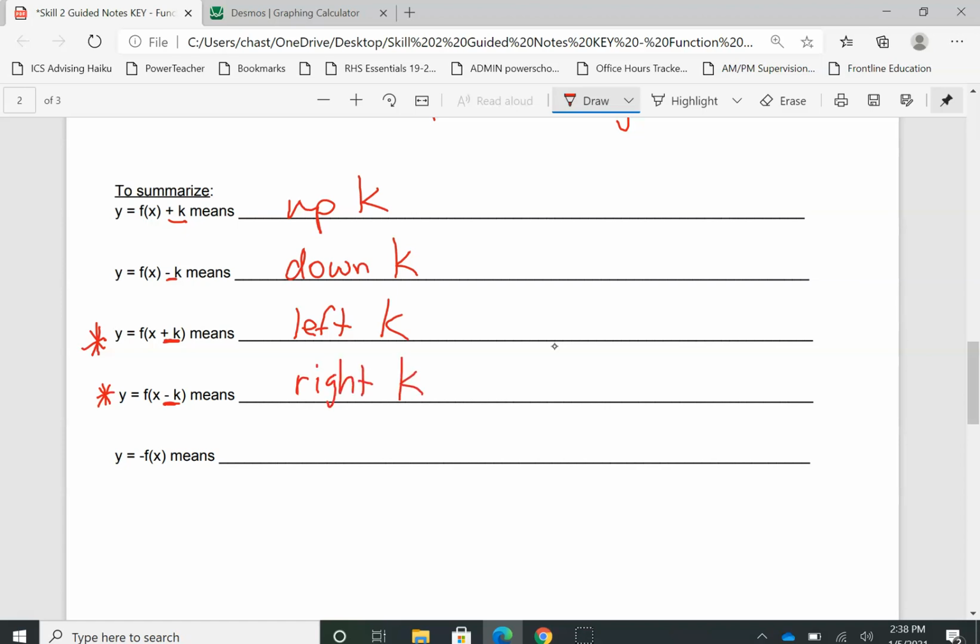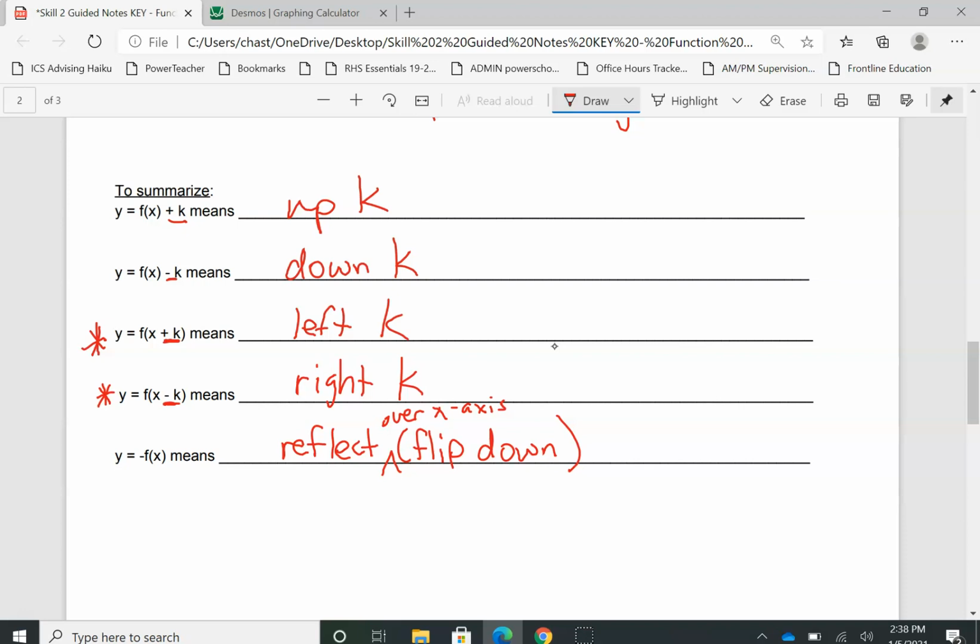And a negative in front of the x means we reflect or flip down. Or sorry, I should have said reflect over x-axis. Sorry, I should have been more specific.